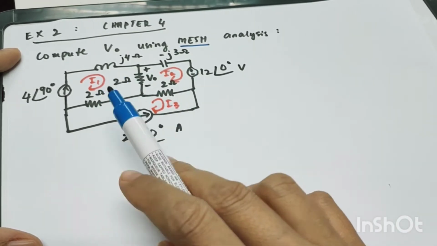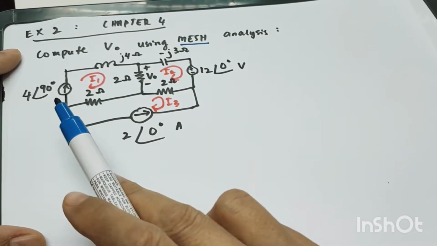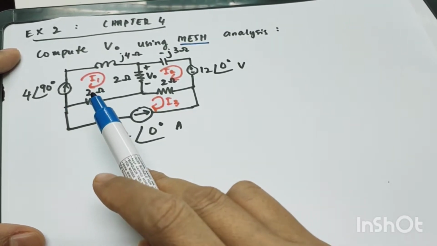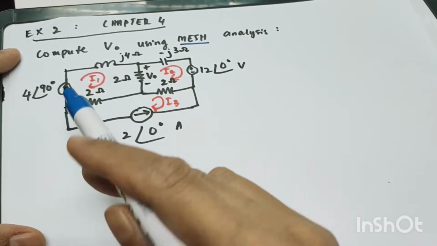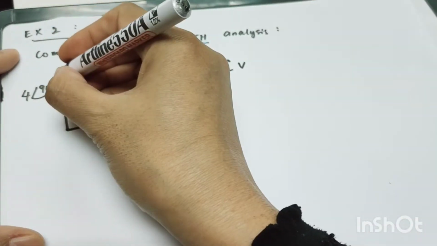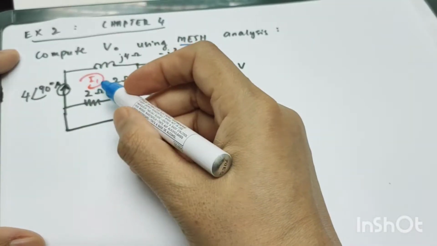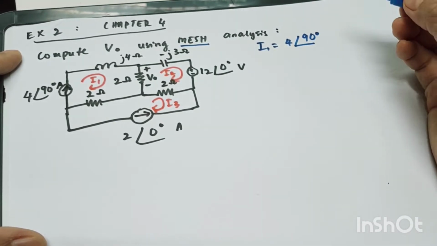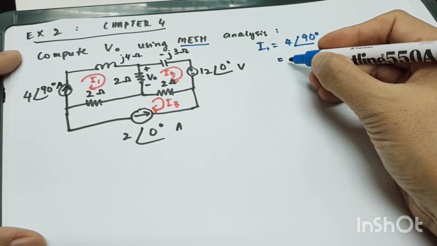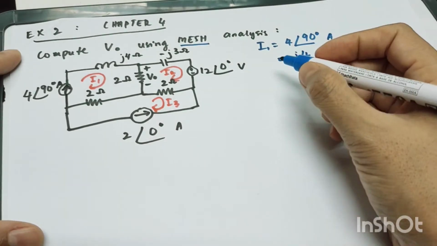We're going to apply KVL for each of the loops in order to get the equations for this kind of circuit. So let's see the first loop, I1. As you can see, for the first loop I1, we already have a current source here, 4∠90° ampere. This is the symbol for a current source, going that way. So we can simply take the value of I1: I1 is equal to 4∠90° ampere. We know that ∠90° can be changed into a complex number directly. It becomes j4.